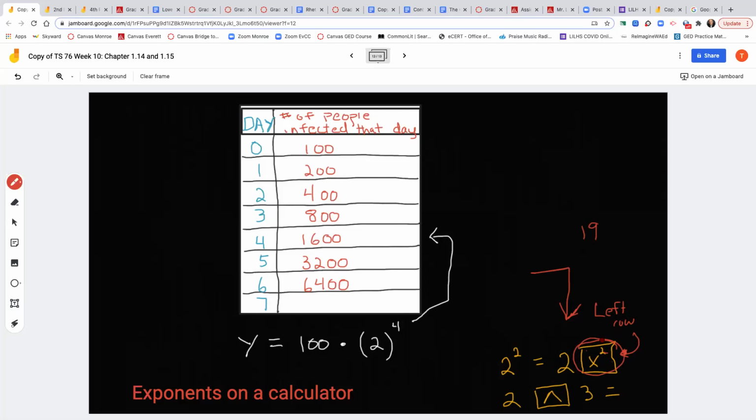Now, but what do you do if they're talking about this exponent I'm circling on the screen here? There's a 4 here, to the fourth power. How do you do that?